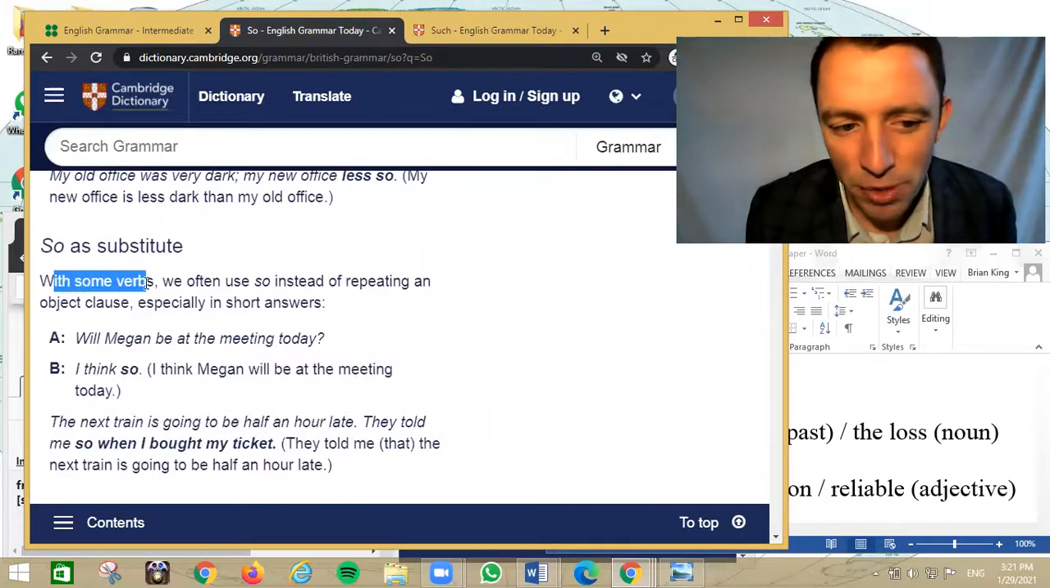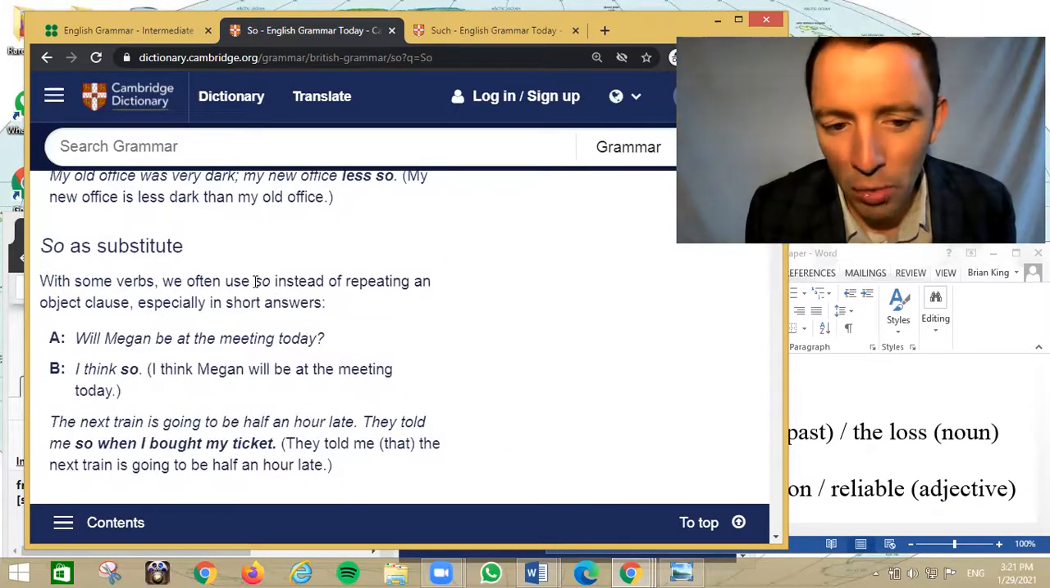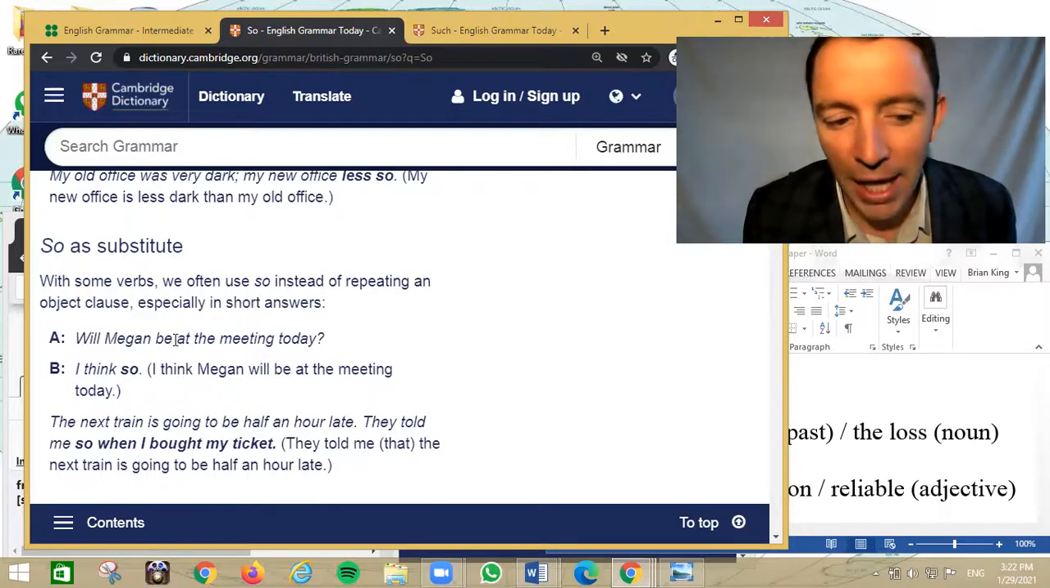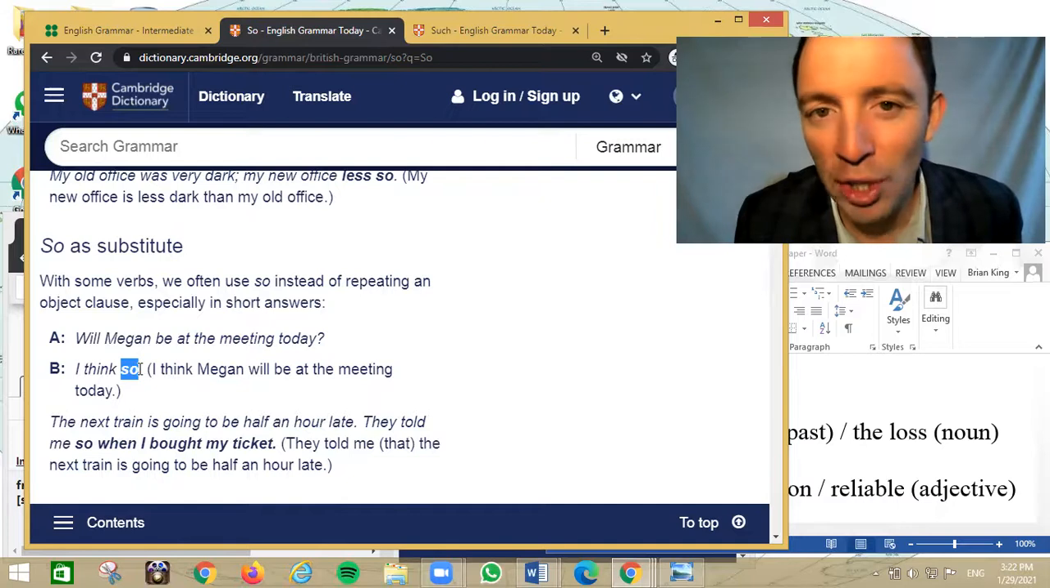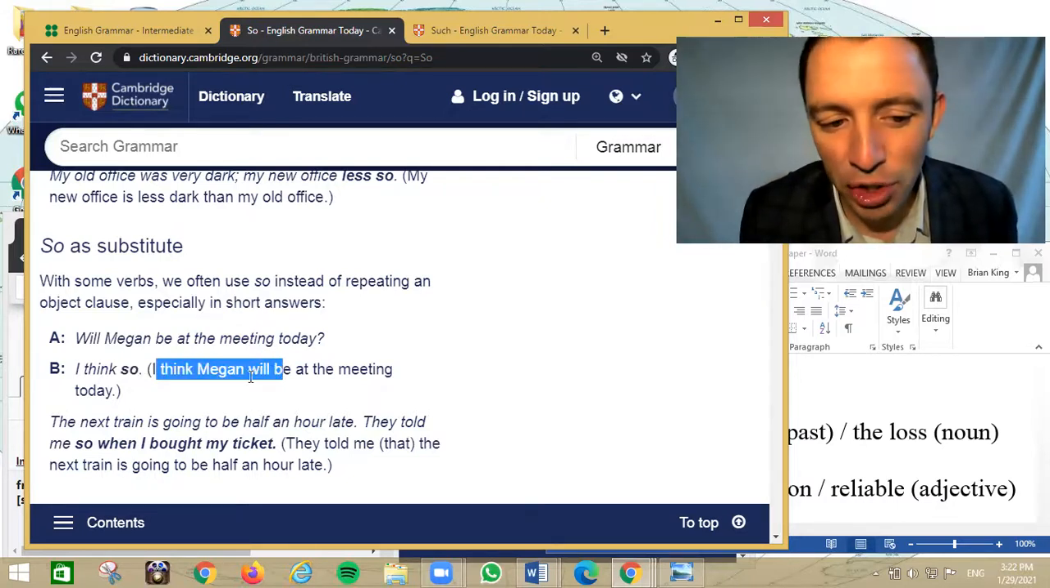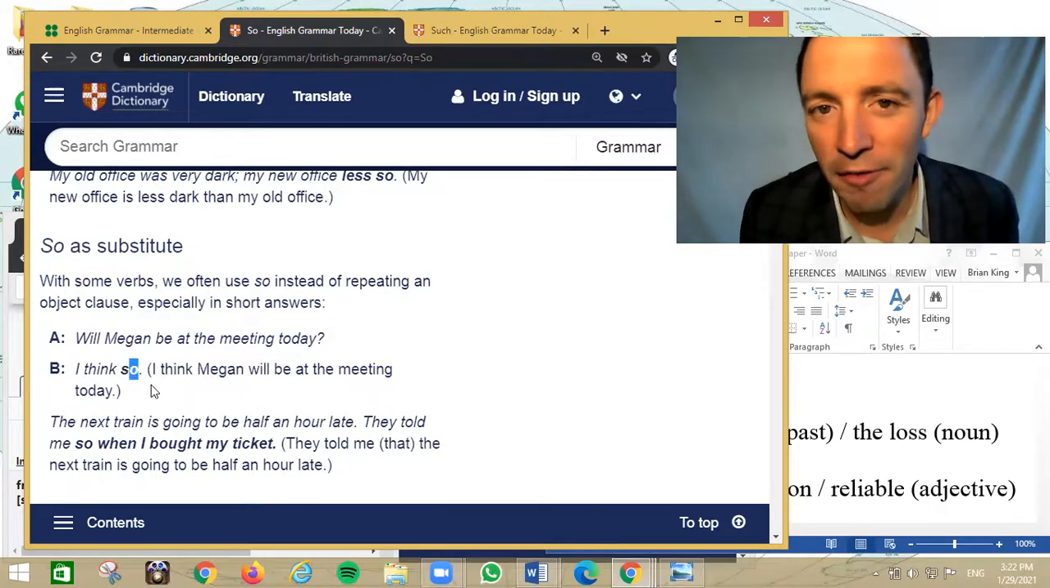With some verbs, we often use so instead of repeating an object clause, especially in short answers. So the verb: will Megan be at the meeting today? The verb is will, be, the verb to be, at the meeting. I think so. That's a substitution for "I think she will be at the meeting." Okay, "I think Megan will be" is replaced by so. And that's very fluent, very quick, and very advanced.